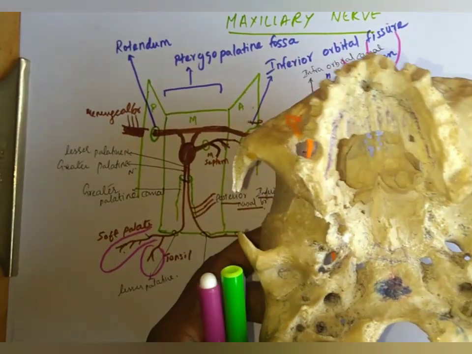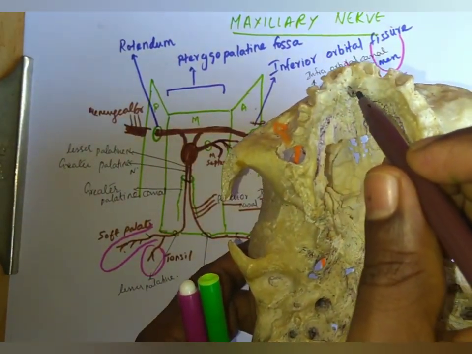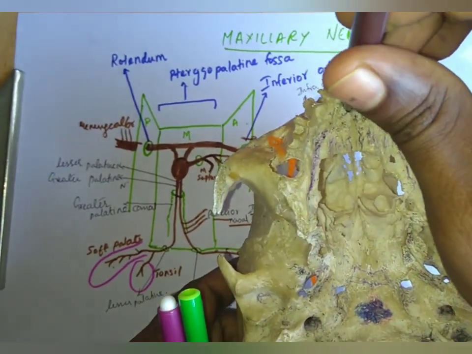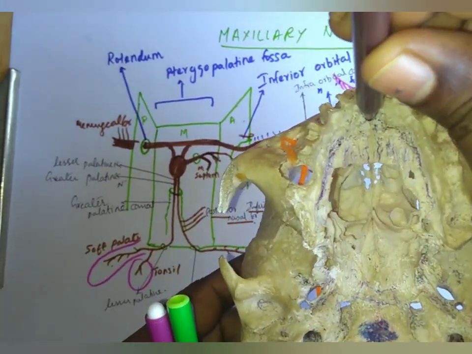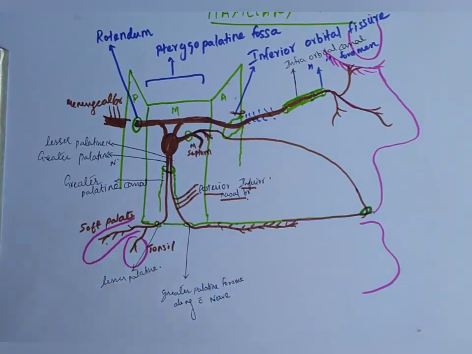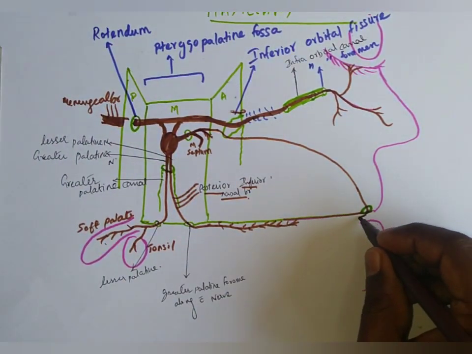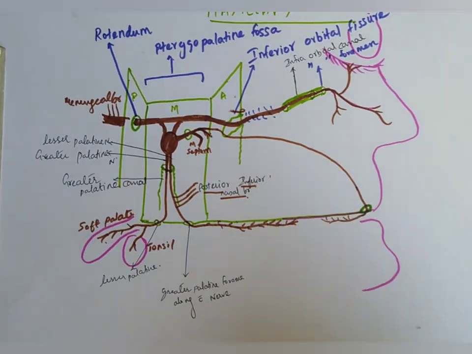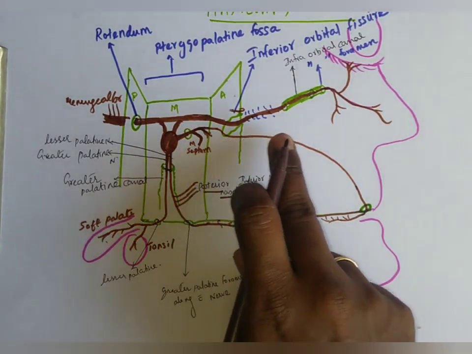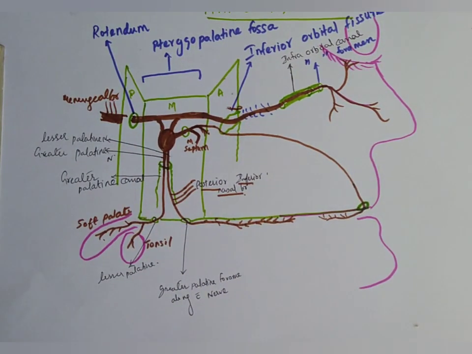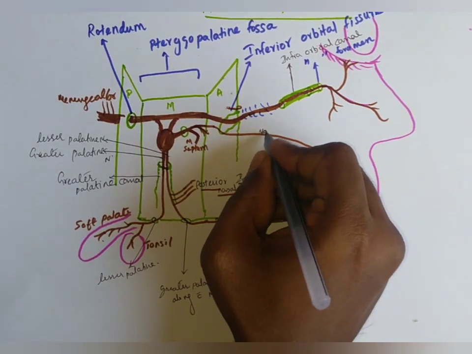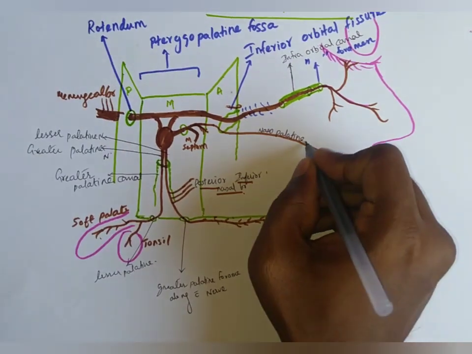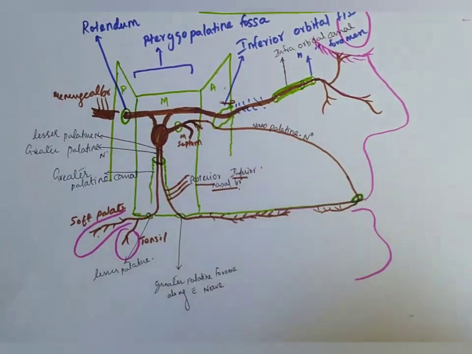So inferiorly, you can see along the hard palate, on either side of the palatine process of the maxilla, the midline. You can see this is the incisive foramen. Through the incisive foramen, a branch emerges to supply the anterior aspect of the palate. This branch is called the nasopalatine nerve.